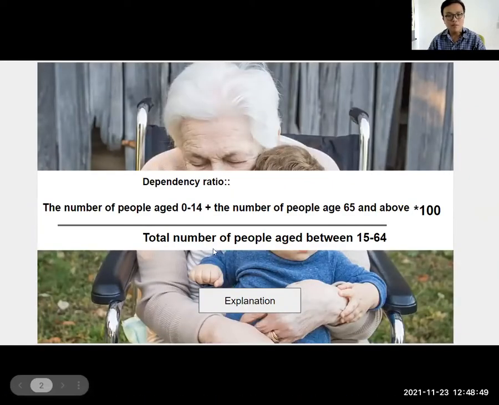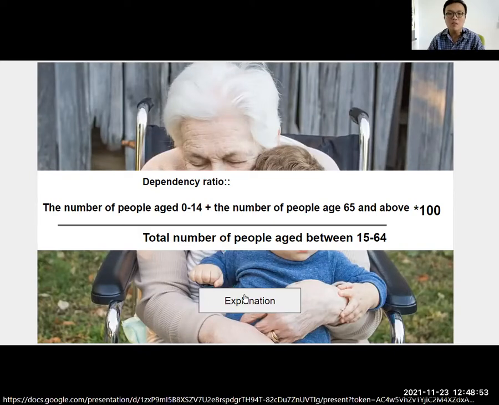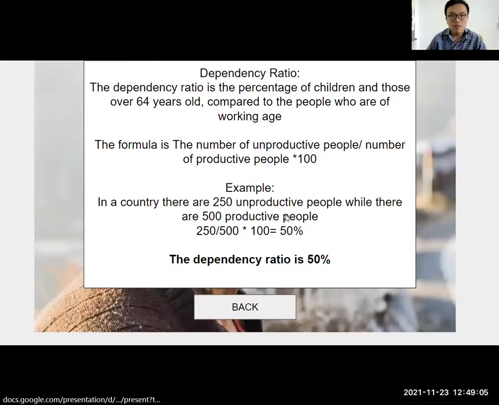Okay. Dependency ratio. So the dependency ratio is the number of people aged 0 to 14 plus the number of people aged 65 and above, divided by the total number of people aged between 15 to 64, multiplied by 100, the constant. So the dependency ratio is the percentage of children and those over 64 years old compared to the people who are of working age.